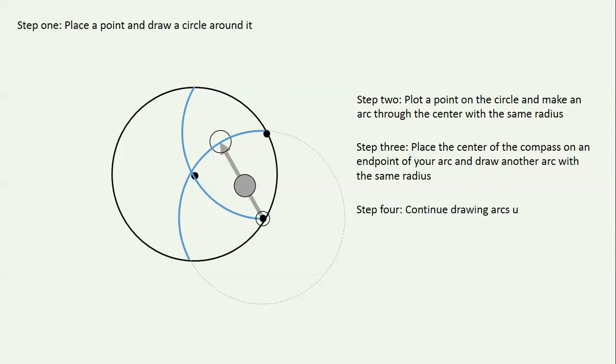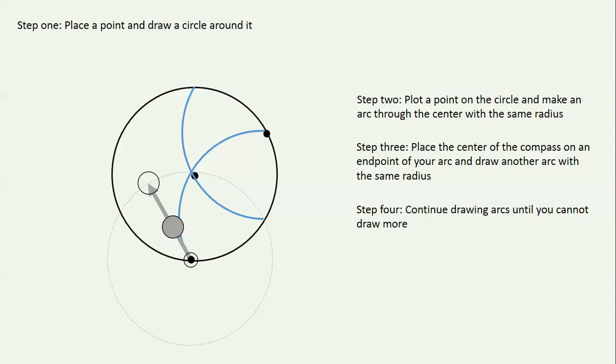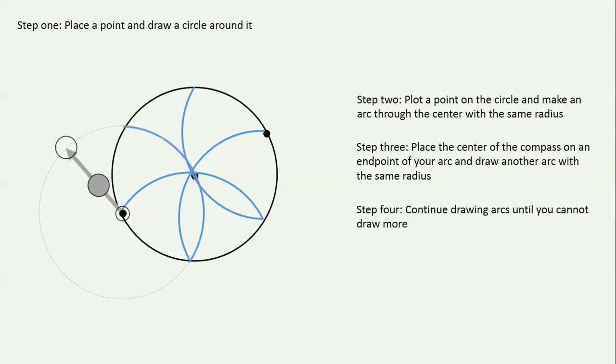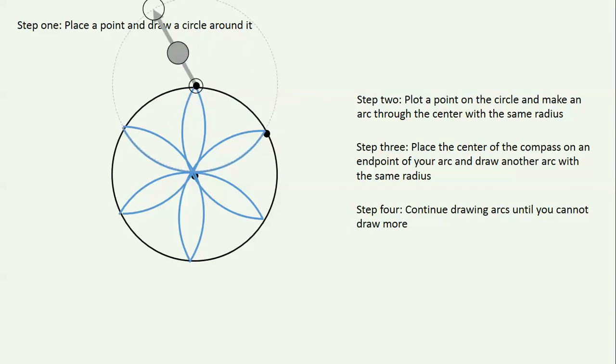Step 4, continue drawing arcs until you cannot draw more. So for my next one, I'll put the eye of my compass on the endpoint of the arc and draw my arc. Then I'm going to put the eye of my compass on the endpoint of that arc and draw an arc. Then I'll do it again on the endpoint of an arc. And then I'll put the eye of my compass on the endpoint of the arc and draw my final arc. Notice that I could keep drawing arcs, but then I would just be outlining arcs I've already placed.